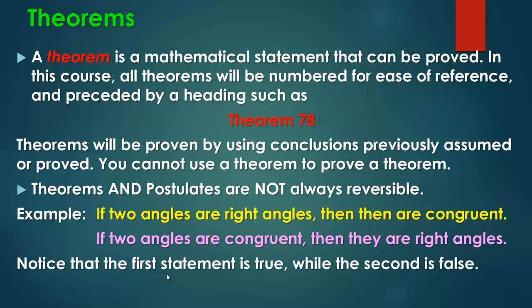So the first statement is absolutely true. If two angles are right angles, then they are congruent because right angles have a measure of 90. The second one isn't necessarily false, but it could be. For something to be true, it has to be true all the time. So when I say something's true or false, that's what I'm talking about.